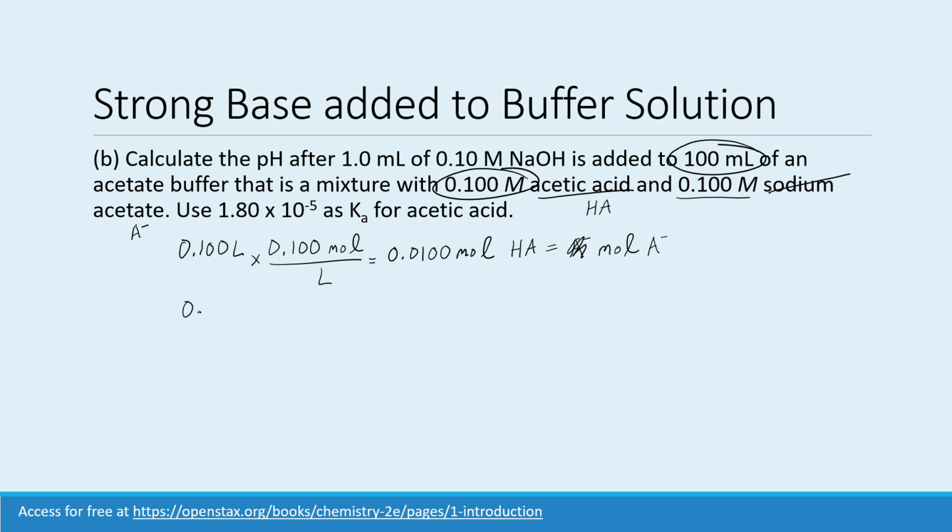And then the last one is the moles of the strong base that's being added. So you've got 1 milliliter. So of course that's 0.001 liters times the concentration of sodium hydroxide, which is 0.1.